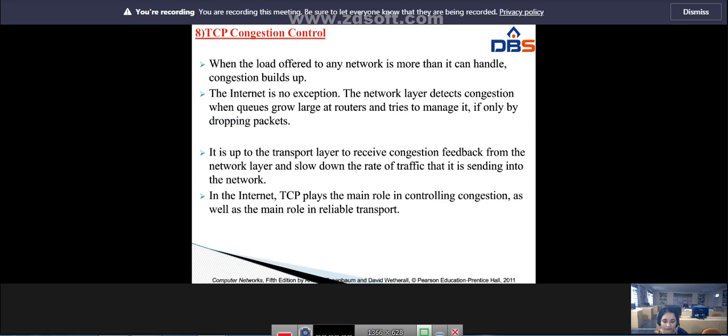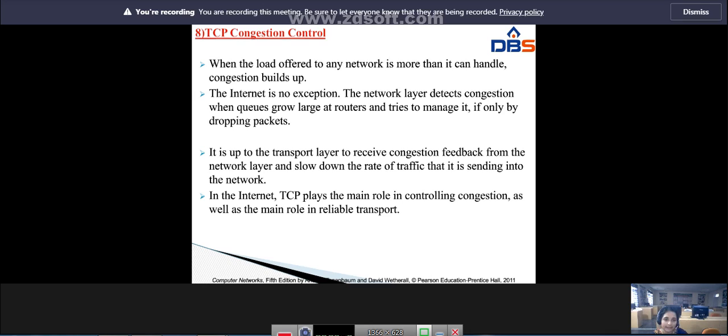Next, TCP congestion control. What is meant by TCP congestion control? When the load offered to any network is more than it can handle, congestion builds up. The internet is no exception.